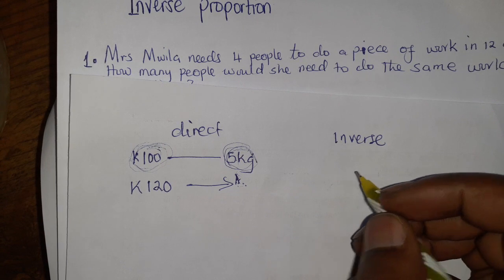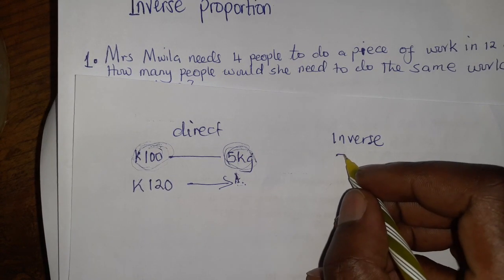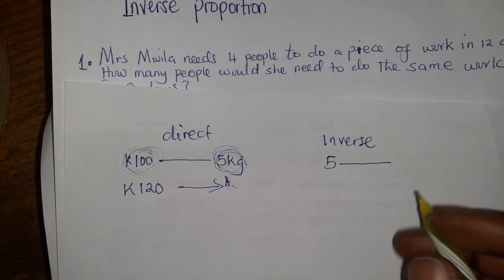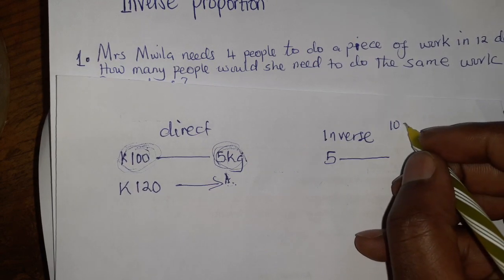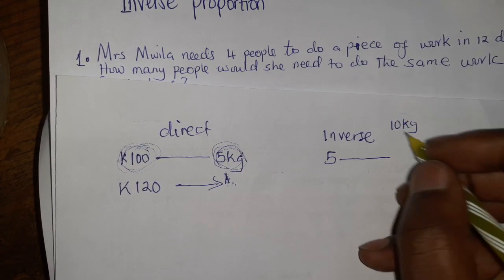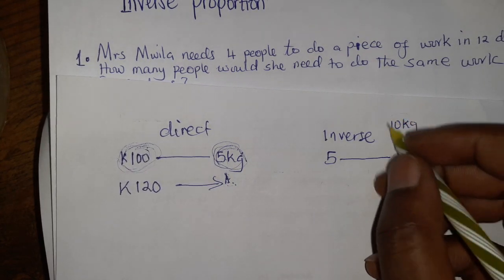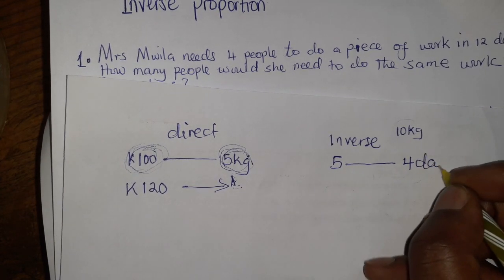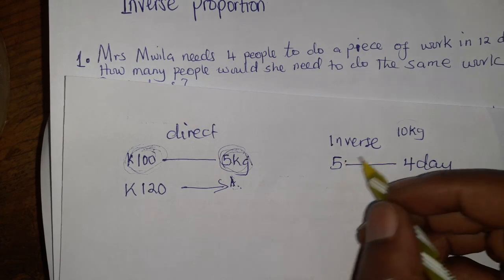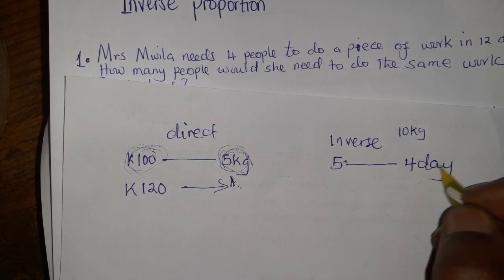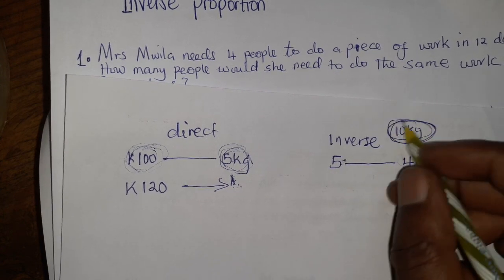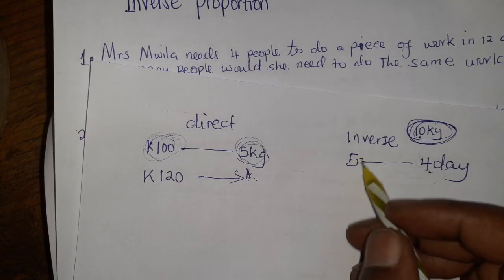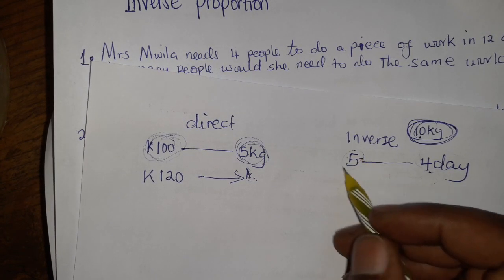Now let me bring you to inverse. So inverse, if we say 5 people can consume 10 kgs of mealie meal in how many days? We say in 4 days. 5 people are going to use the 10 kgs of mealie meal in 4 days.